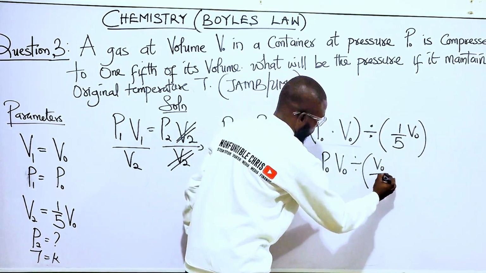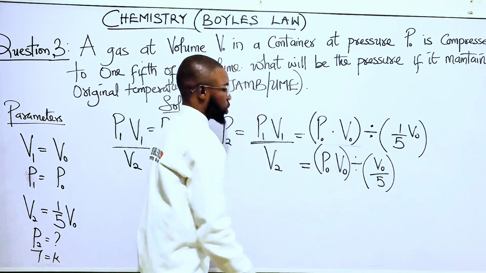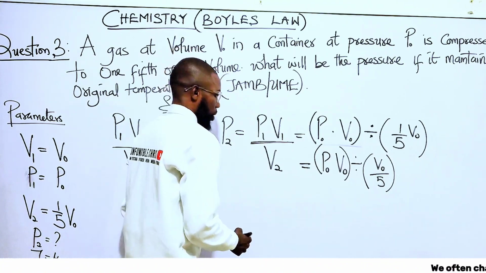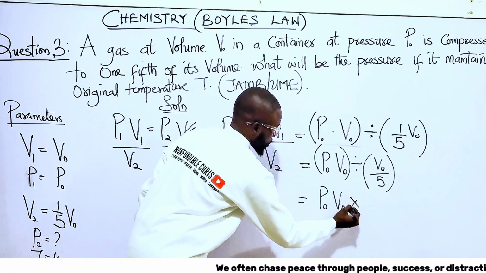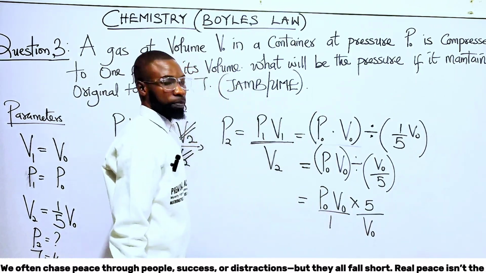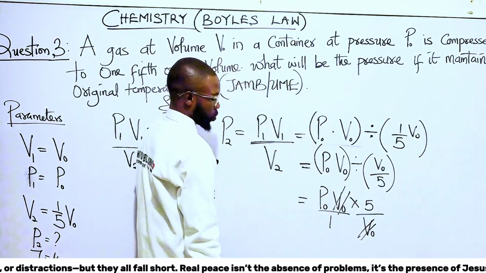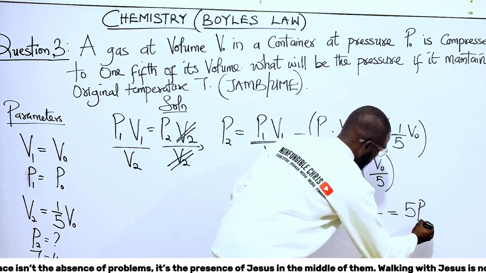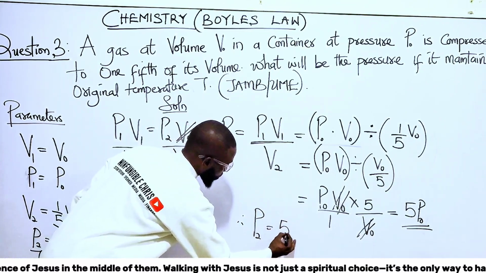V0. There is V0 over what? Over 5. You know from your arithmetic, we know that this word divide, we change the divide to times, we invert, right? It becomes easier that way. So with that, it's going to be P naught V naught times what? Times 5 over what? V naught. Here should be over 1, right? That way, P naught we cancel, V naught we cancel V naught. We'll be left with what? P naught times 5. So that'll be what? 5P. That's our pressure 2. So P2 becomes 5P.